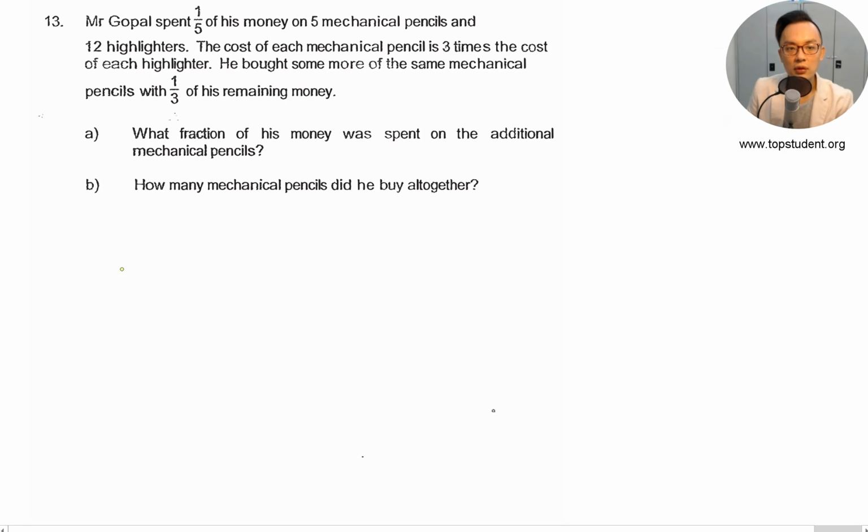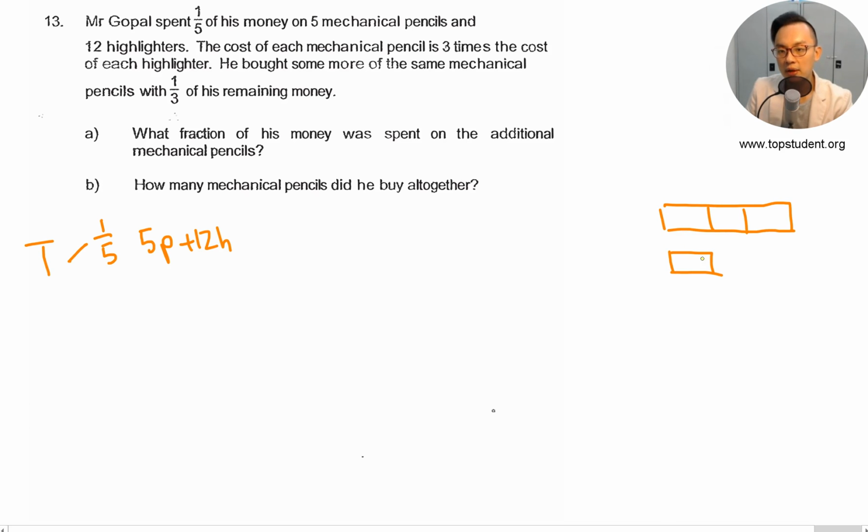Okay, so there are 2 things I need to draw. So this is total. I know I spent 1/5 of my money on 5 pencils plus 12 highlighters. The cost of each pencil is 3 times the cost of each highlighter. But every time I see this kind of question, I'll just draw a model, just to help me understand. The cost of each pencil is 3 times the cost of each highlighter. Alright, so I know it's 3U and 1U. Difference is 2U.